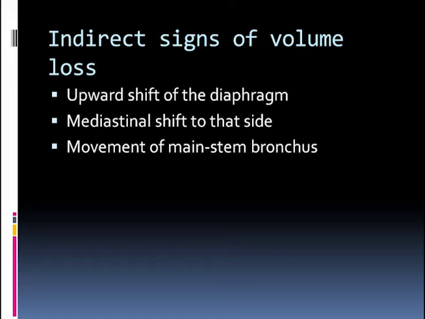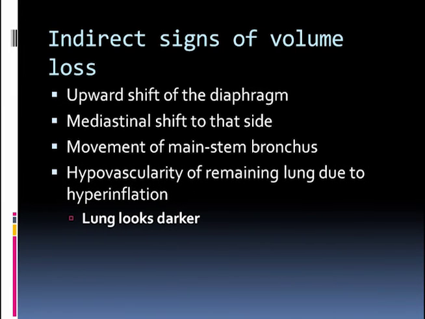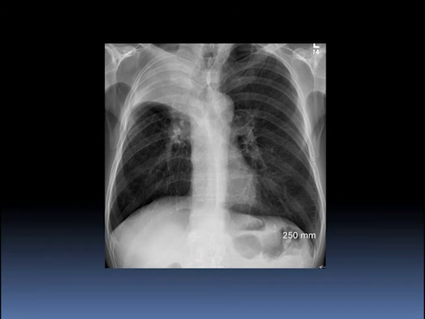Movement of the main stem bronchi. Okay, if you look at that airway centrally, if the upper lobe is collapsed, the main stem bronchus is going to be pulled up. If the lower lobe is collapsed, the main stem bronchus is going to be pulled down. That's an important sign. And finally, there's hypovascularity of the remaining lung due to hyperinflation, meaning that the lung looks darker. This is a case of right upper lobe collapse.